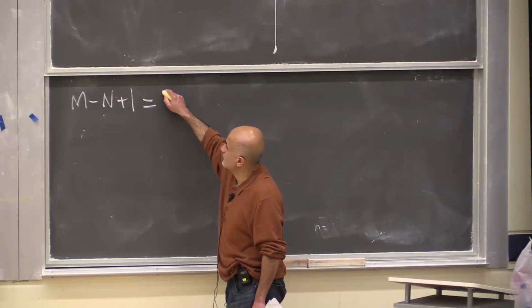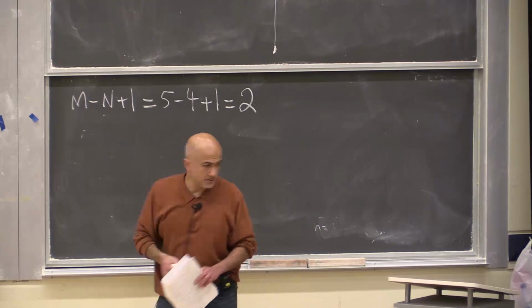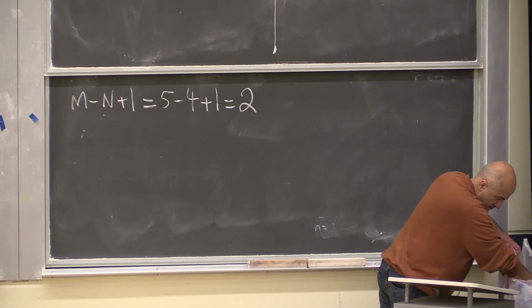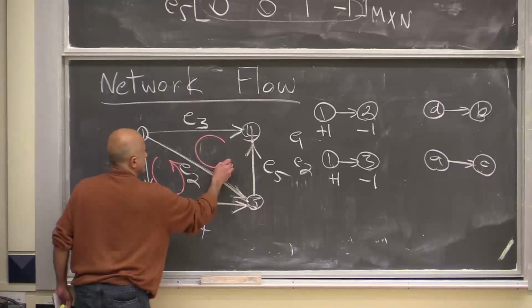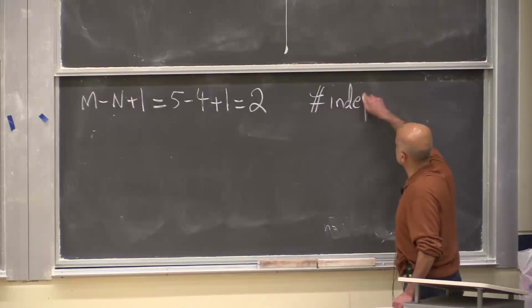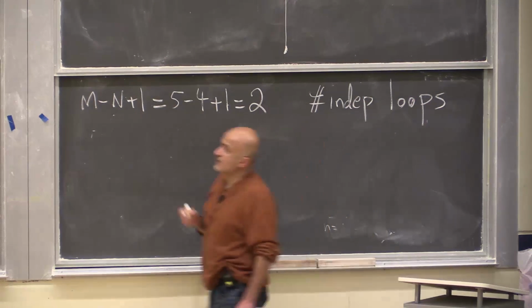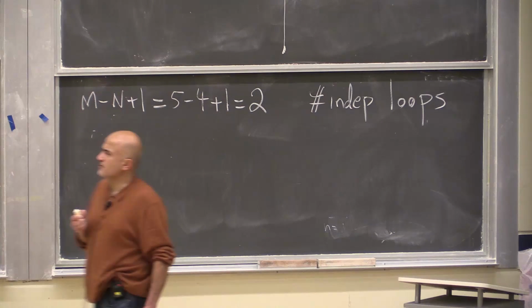What's m? 5. What's n? 4. 5 minus 4 plus 1 is 2. Now look. Two is the number of independent loops in my network. This is the number of independent loops. It's the number of edges I keep adding to get all the necessary equations that I need to solve the system.